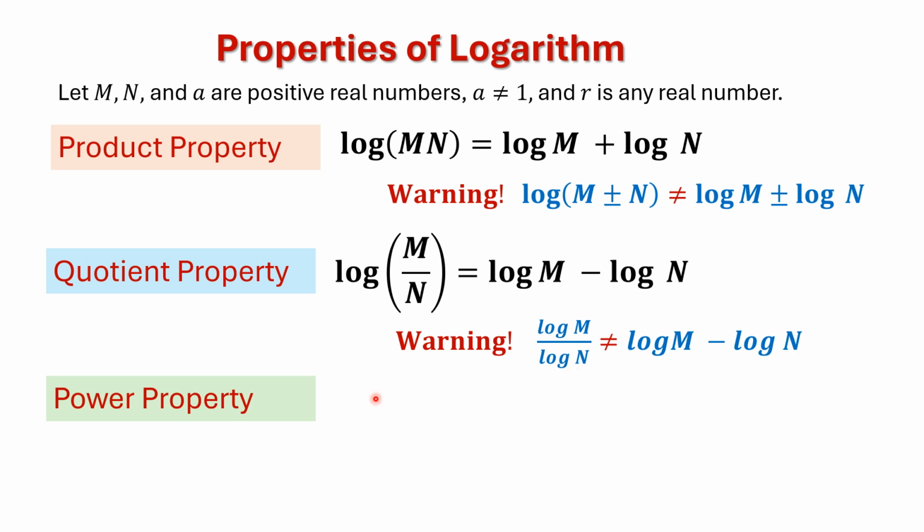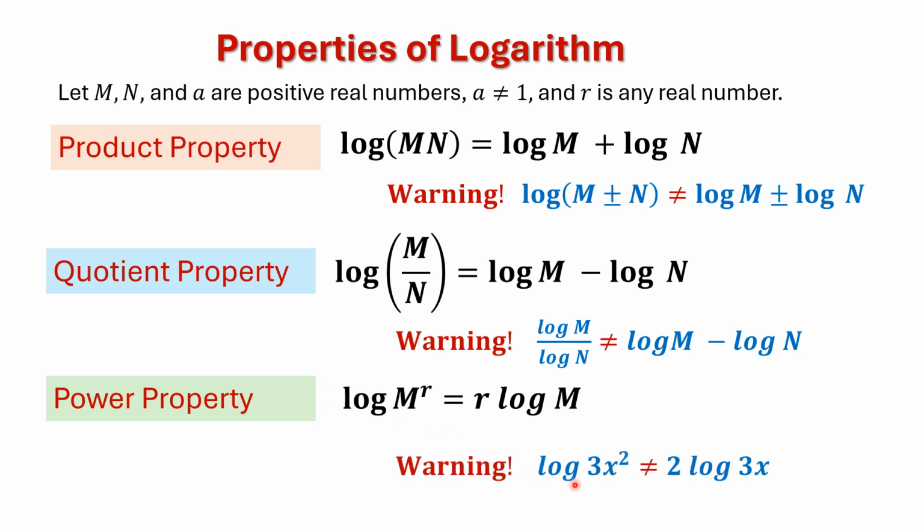Another property is the power property. Log of m to the power r is equal to r times log m. So it means this power r of the base m will be a factor or a coefficient of the logarithm. Warning, log of 3x to the power 2 cannot be equal to 2 log of 3x because this power 2 is not for the whole 3x. It is only for x squared. So you cannot put this power as a coefficient of this log. So they are not equal.